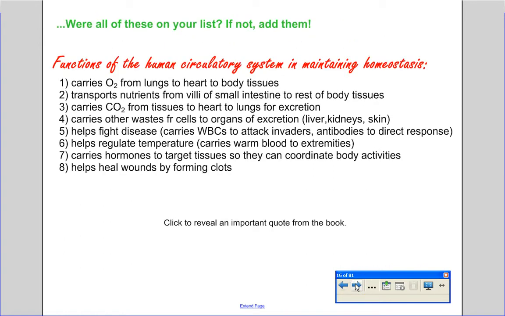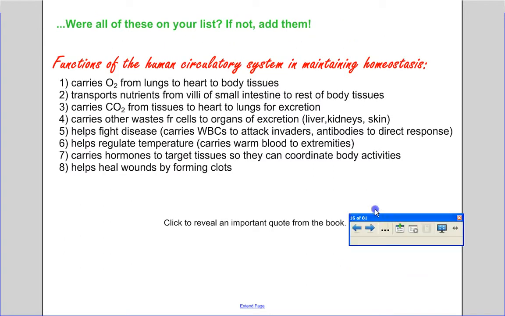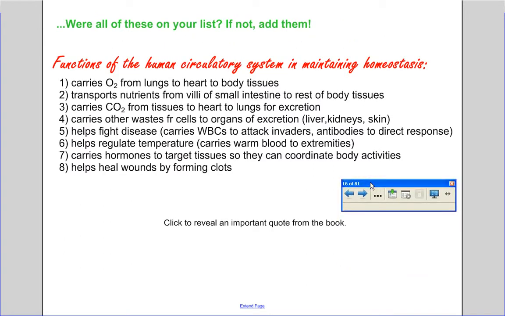So I'll show them here, but one of the biggest jobs that it has is to get oxygen to all of your cells. So one of the jobs is to carry it from where the oxygen is picked up, which is in your lungs, and carry it to the heart and then to all the body tissues.